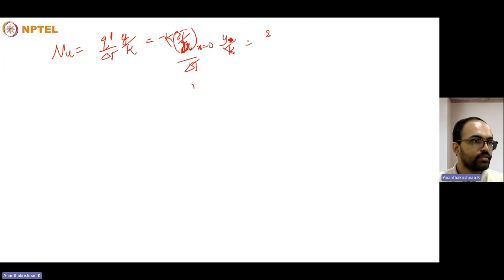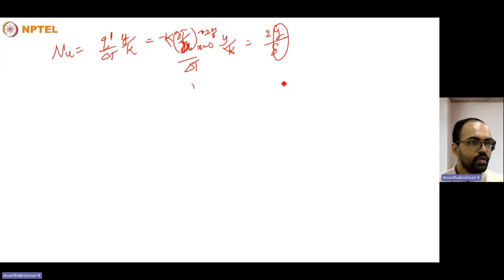Alpha will not be there. So it will be 2 into y divided by delta. So basically what we did was that this will become equal to minus 2 delta T divided by delta, the delta T will get cancelled, the minus gets cancelled, so remaining 2y by delta. That's the only term that will be remaining. So that will be equal to the Nusselt number. So we know the value of y by delta.